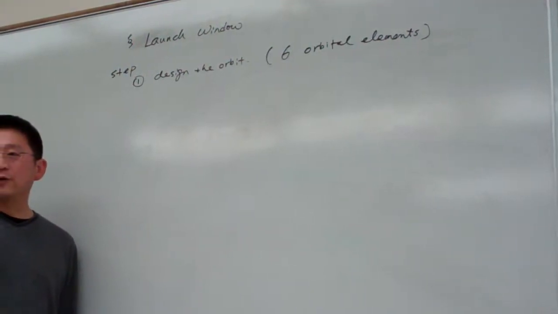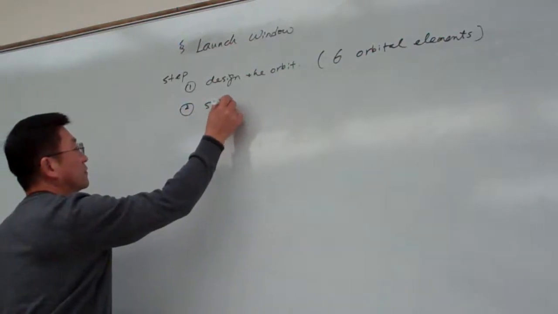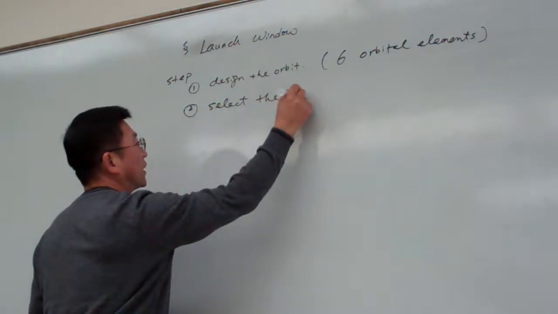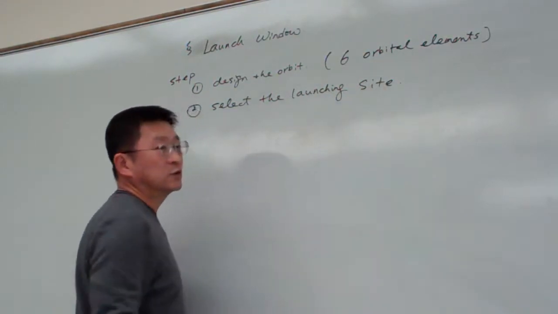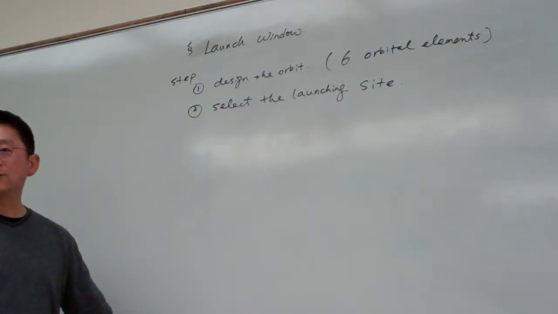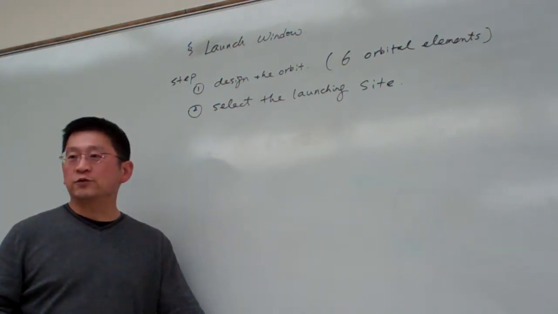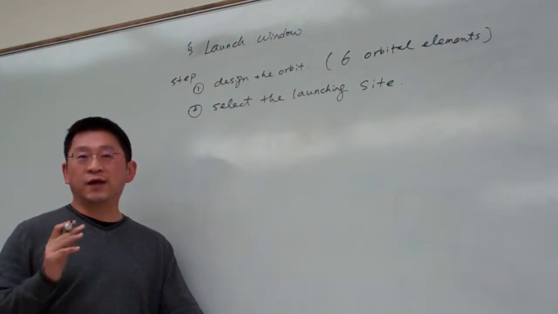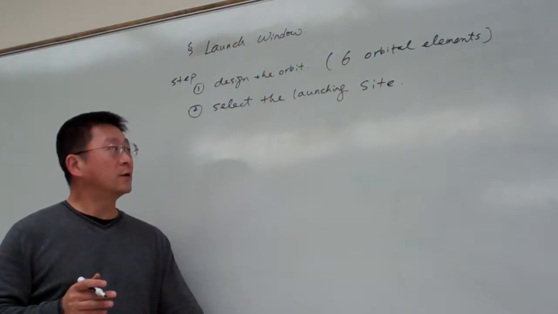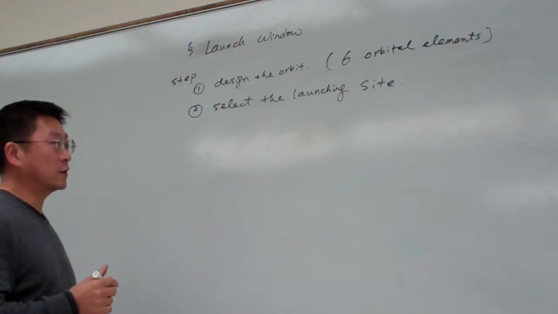Once you define your orbit, the second step is to select the launching site, which means which city and which launching site will be available to meet this mission. Not everywhere on Earth is appropriate to launch a satellite or missile to any desired orbit. They have a lot of constraints there, and I'm going to talk about that in a few minutes.